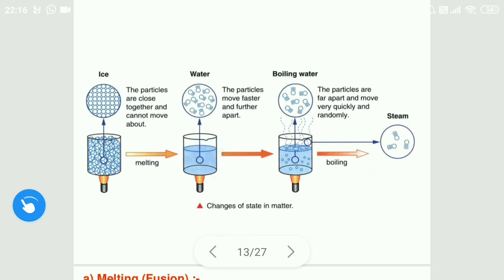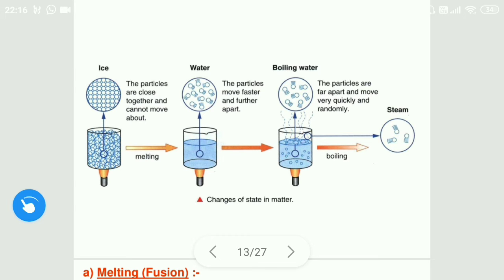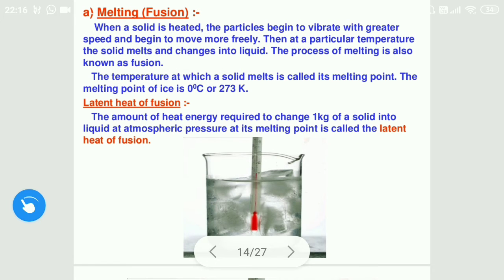Okay, so here are some terms like melting and boiling. We will be discussing them now. First is melting. When a solid is heated, the particles of the solid begin to vibrate. Due to vibration, some space is created and the solid turns into liquid. This formation of liquid is known as melting. The process of melting is also called fusion.